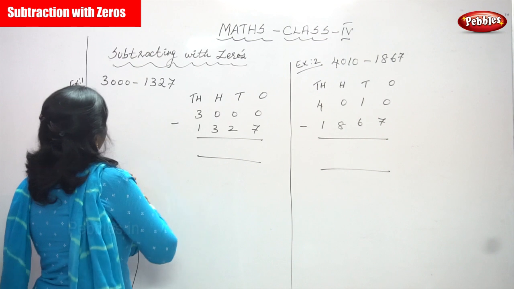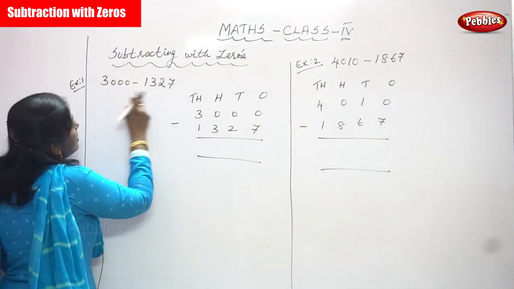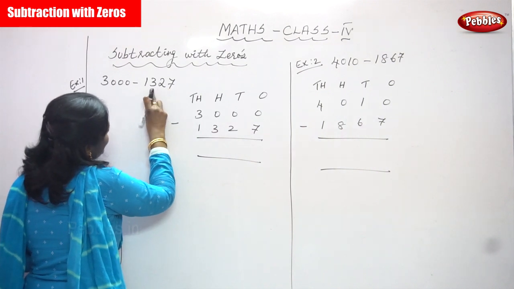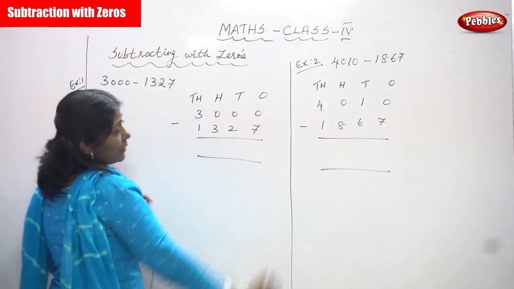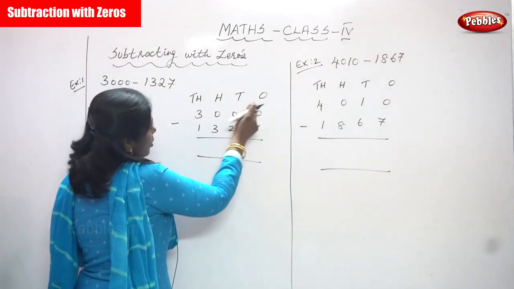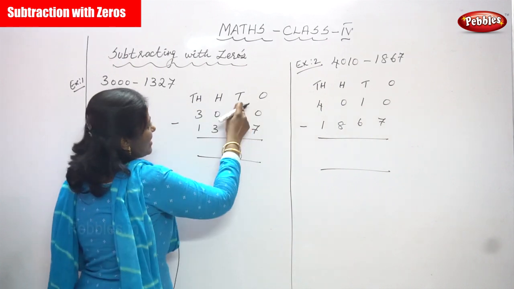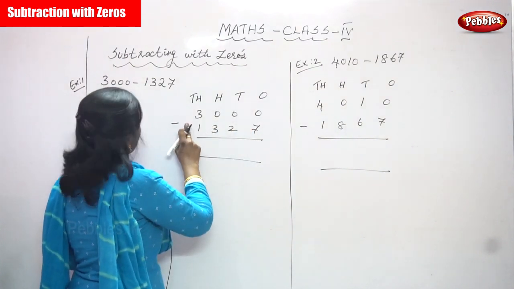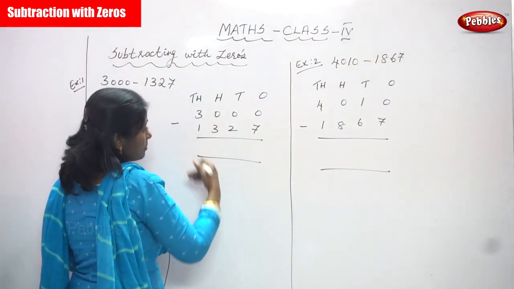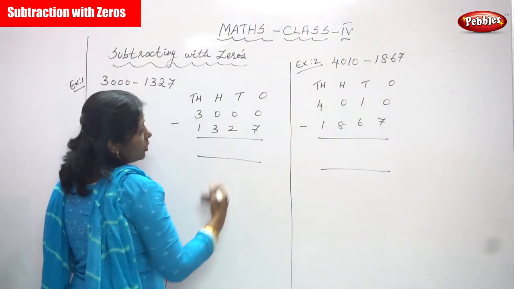See, this is ones, tens, hundreds, thousands. So first we have to write the place value, according to the number. So ones, tens, hundreds, thousands, that is 3000. The next number you have to write below it. So 1327, one digit by one digit.